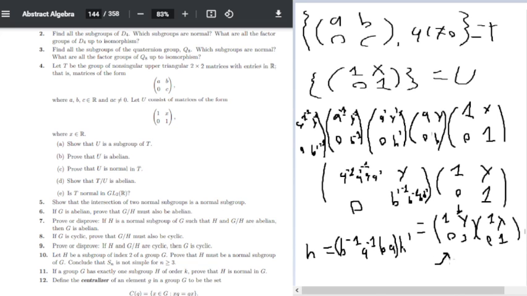But notice that this term is in our subgroup, right? This term is definitionally in our subgroup already. So these terms are going to combine to give us another term in U. So by this condition right here, this shows that we actually have an abelian subgroup.